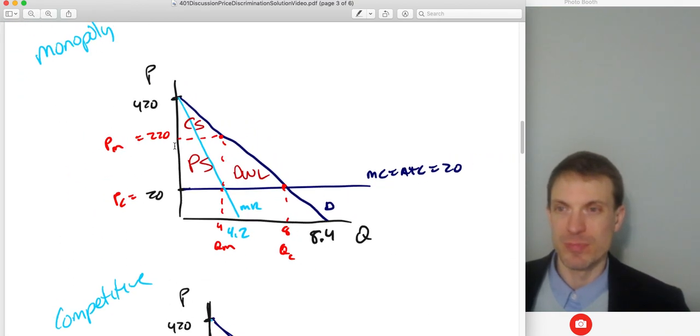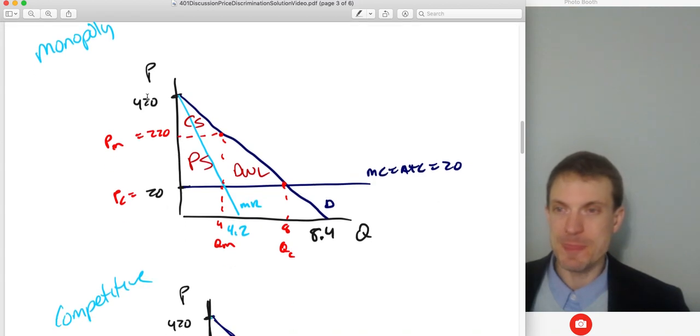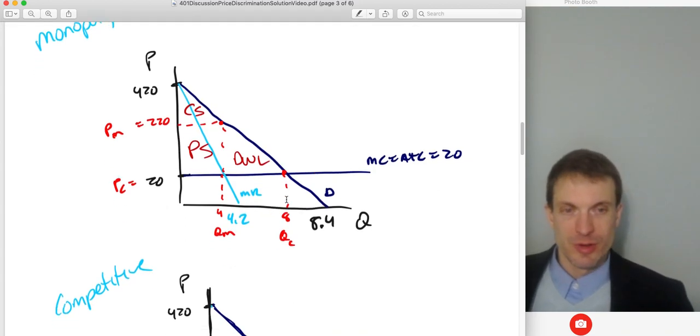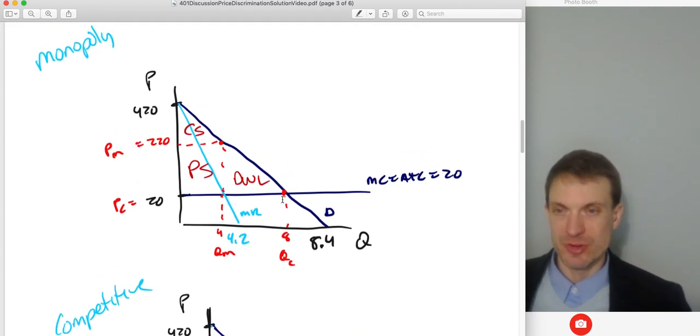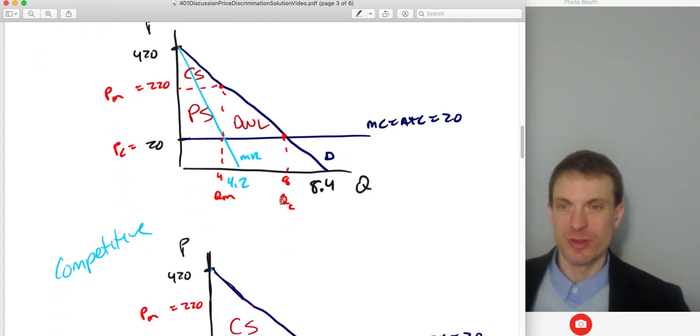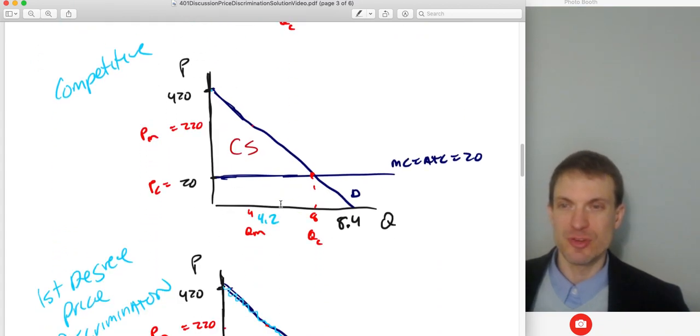I'm going to make my graph a little bit smaller so you can see. This is exactly what I just described. This is the monopoly situation: consumer surplus, producer surplus, and deadweight loss. Here's the competitive situation, right? Consumer surplus is the whole area under the curve.